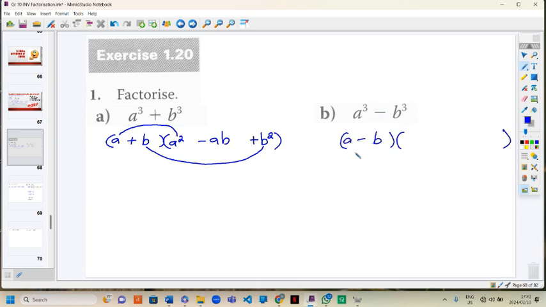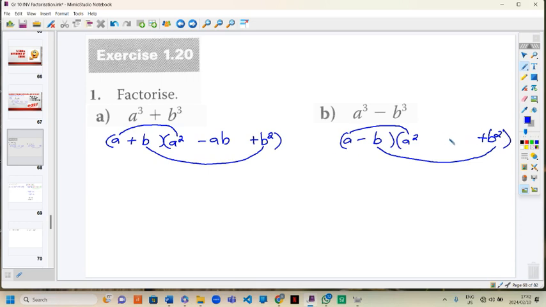What's the cube root of the second term? Negative b. Awesome. So what times a is going to give me a cubed? A squared. Very good. What times negative b is going to give me negative b cubed? Positive b squared. Amazing. Remember it's always positive here.